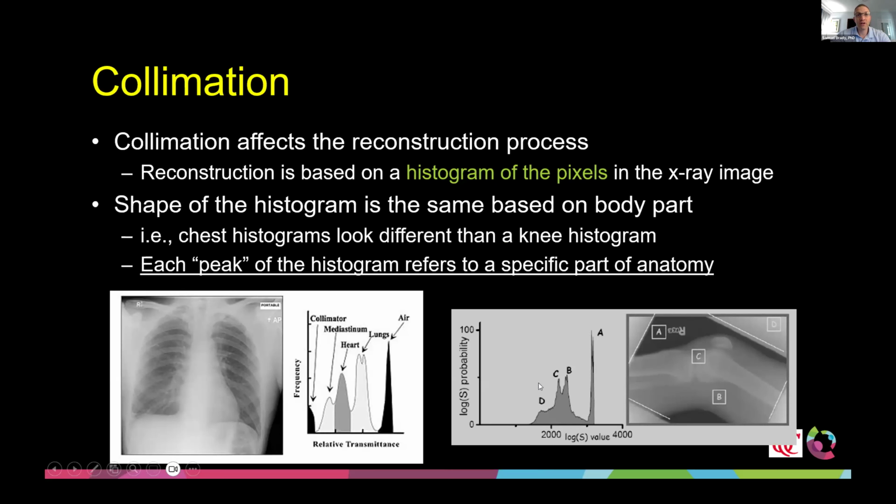And because they're uniquely different, the reconstruction algorithm is looking at the shape of the histogram, and it uses that shape to reconstruct the image. And that's because each of those peaks and valleys in the histogram represent different aspects of the anatomy that you just acquired an image of.